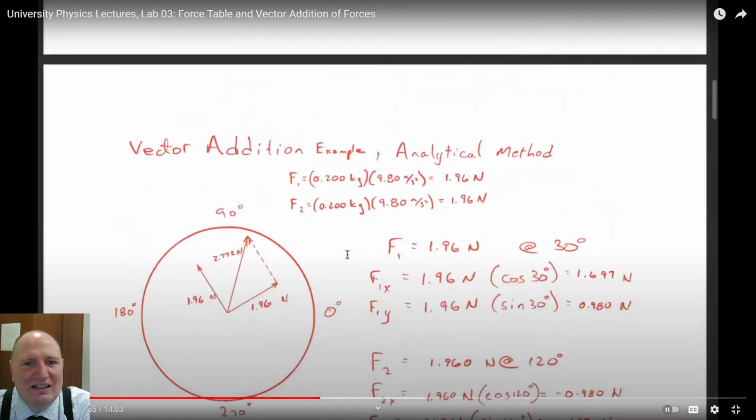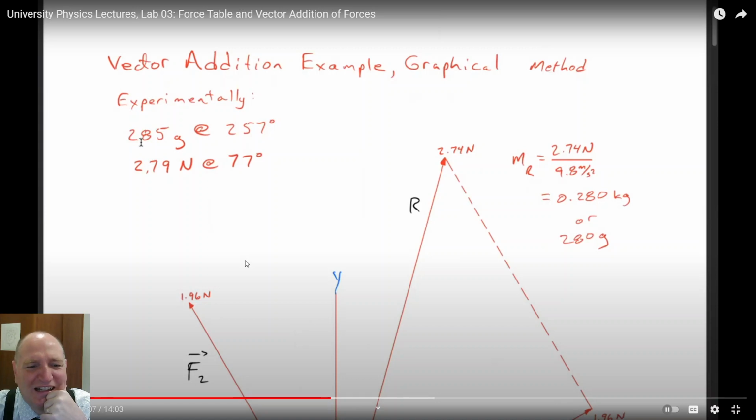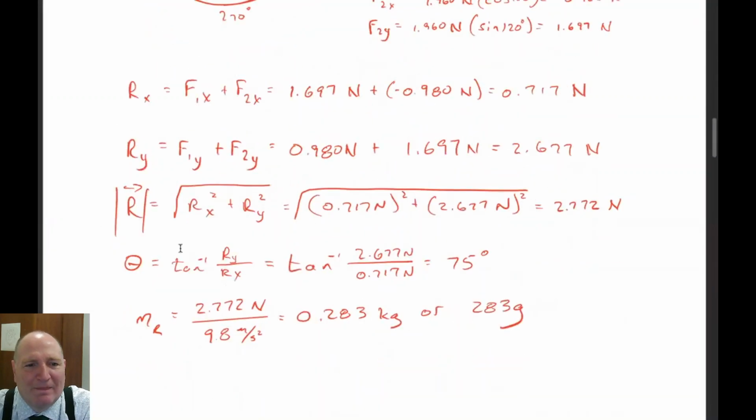Analytically, I got 283 grams. I got 280 grams graphically, and I got 285 grams experimentally. So you can see there's a bit of error, and that's part of what this exercise was supposed to show you. The analytical method is by far the most accurate. The graphical and the experimental are not as accurate, but they get you in the ballpark. Certainly 285 and 280 is very close to 283 grams.